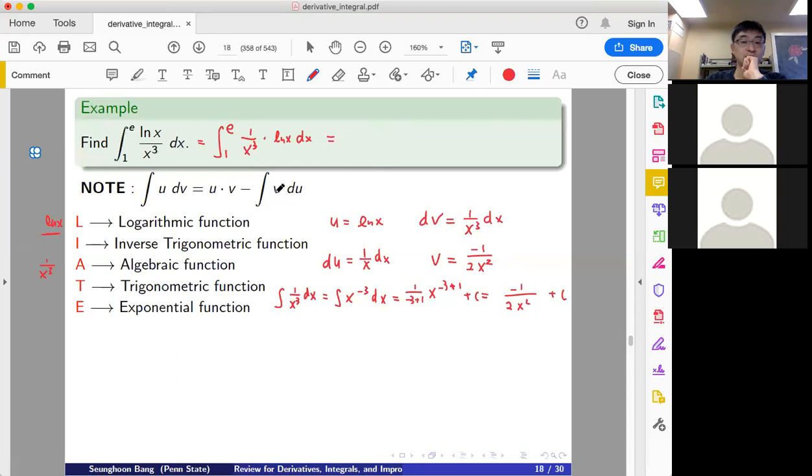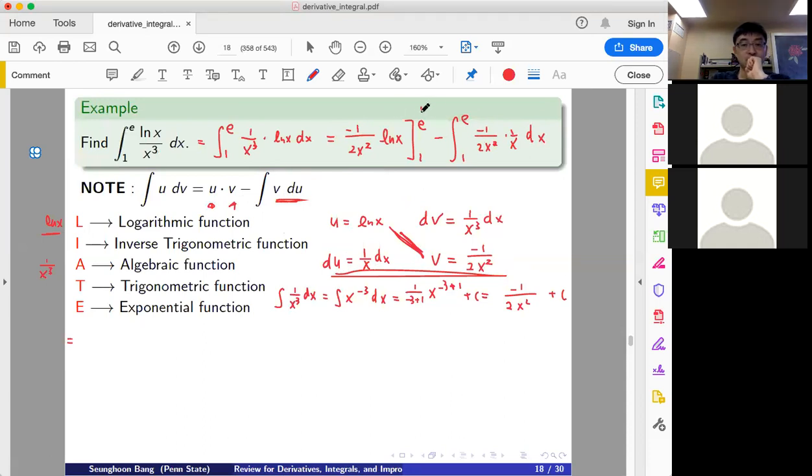So you can use this rule. u times v is negative 1 over 2x squared ln of x from 1 to e, minus the integral from 1 to e of v times du. v times du is minus 1 over 2x squared times 1 over x dx. So simplify.